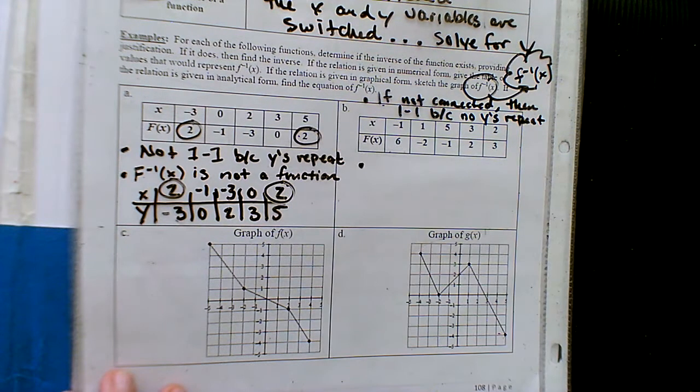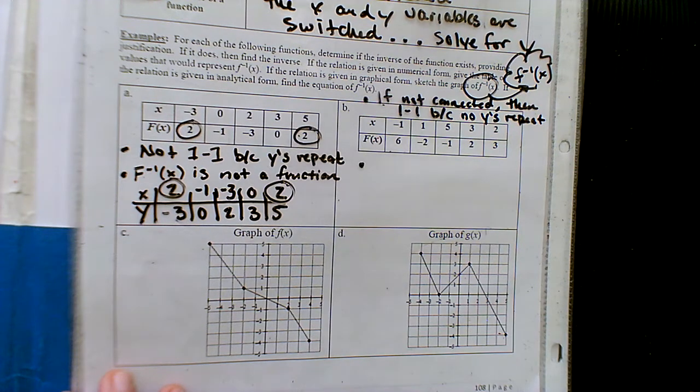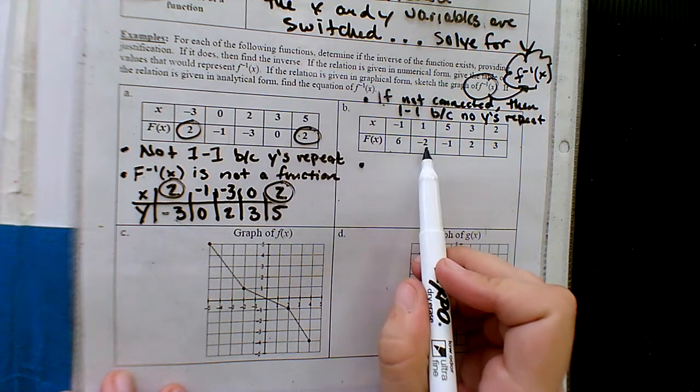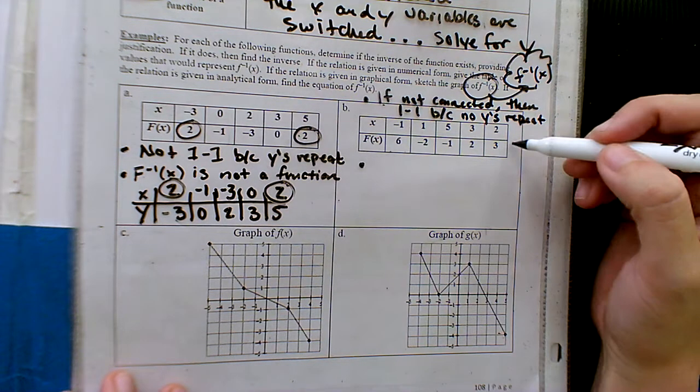Can we think about, though, if we were to connect all these dots, would there be a repeating y? Can you visualize these plotted in your head and connect them as you go? There would be ones that repeat. How can you tell? It would go down from 6 to -2, and then it would go back up to -2, -1, so you already got an inverse there.